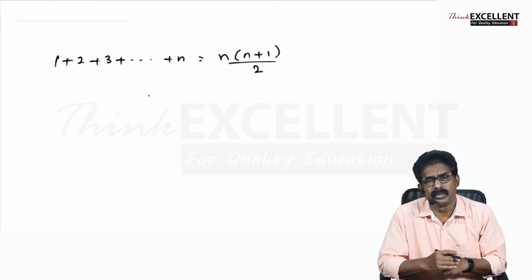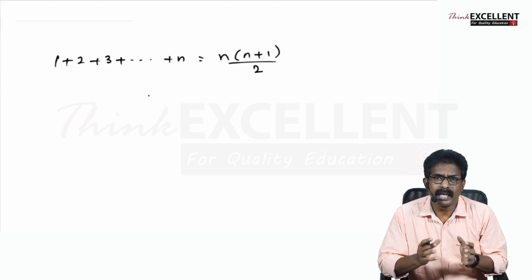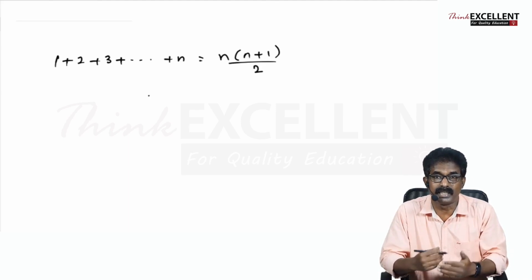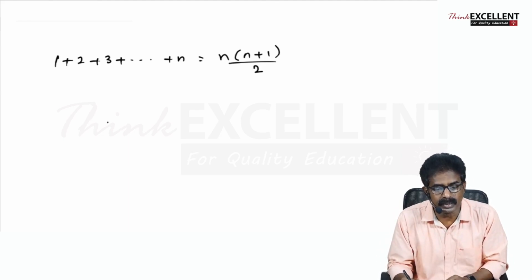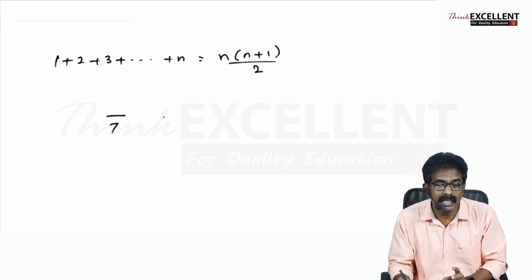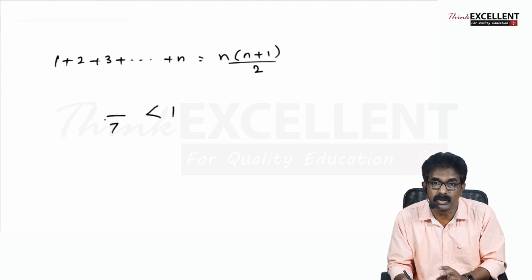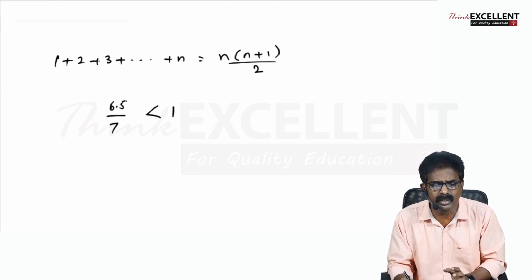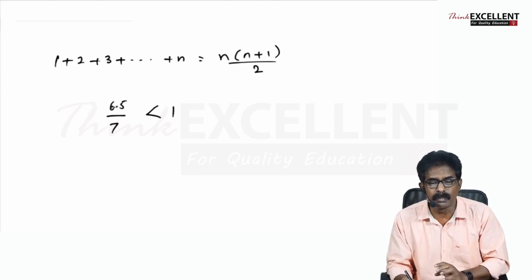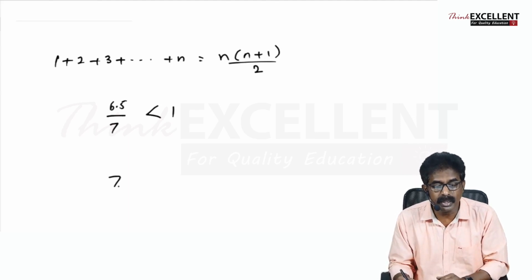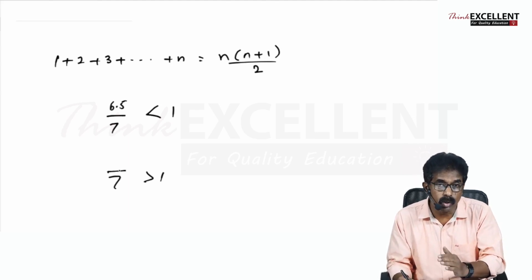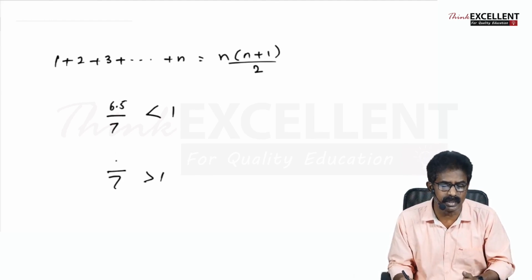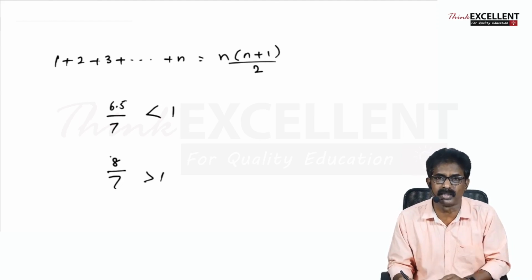Then another thing I want to ask. How can you identify whether a fraction is less than 1 or greater than 1? By seeing its numerator and denominator. Suppose the denominator is 7. A number less than 1 means the numerator must be smaller than 7. Any number you give, even 6.5, the answer is less than 1 only. Greater than 1 means the numerator must be more than the denominator. Suppose the denominator is 7 and the numerator is greater than 7, whether it is 8 or 7.5 or 25, whatever it is, okay?